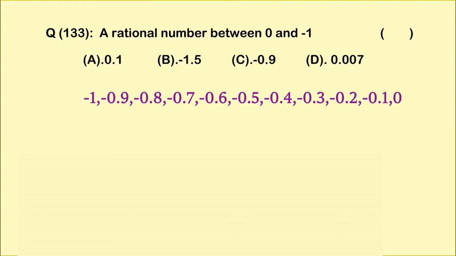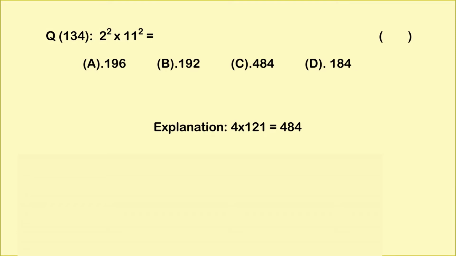Question number 133. Irrational number between 0 and minus 1. In the explanation you can see minus 1 and between 0, minus 0.9, minus 0.8, minus 0.7, like these numbers are there. So the answer is C, minus 0.9. Question number 134. 2 to the power of 2 into 11 to the power of 2, means 2 square into 11 square. 2 square is 4, 11 square is 121. If you multiply 4 with 121, we will get 484. So the right answer is C.